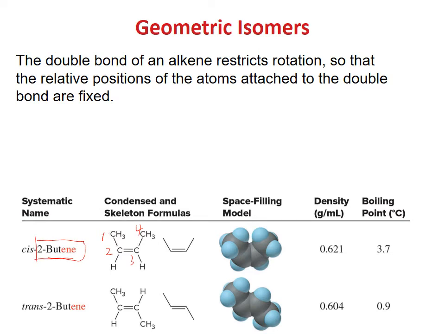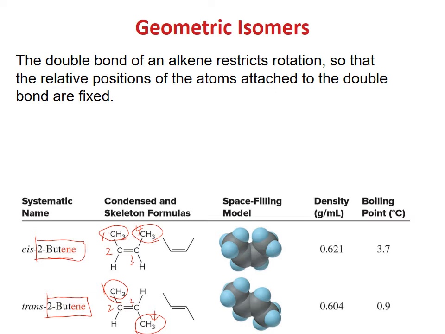Now the next molecule also has 4 carbon atoms, 1, 2, 3, 4, and the double bond is also at the number 2 carbon, so the names are the same, also 2-butene. But if you look at the structure, they actually are different. In the first molecule, these 2 ends are pointing to the same side. But in the second molecule, these 2 ends are on opposite sides.